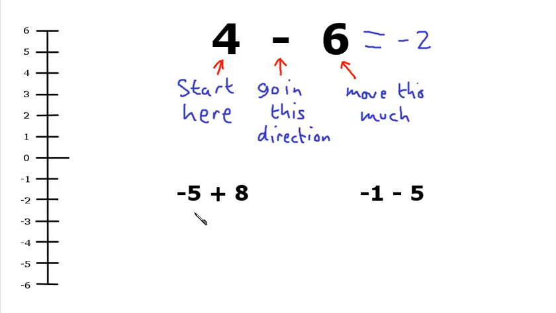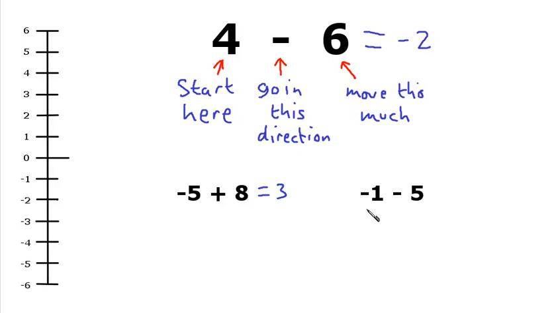Now in this question, again, we start where the first number is. So this time we're going to start at -5. We've got a plus, which means we're going up the number line, and 8 means we're going up 8 places. So we start at -5 and we go 1, 2, 3, 4, 5, 6, 7, 8. So the answer to this question is +3.